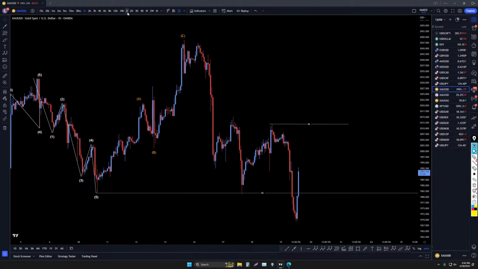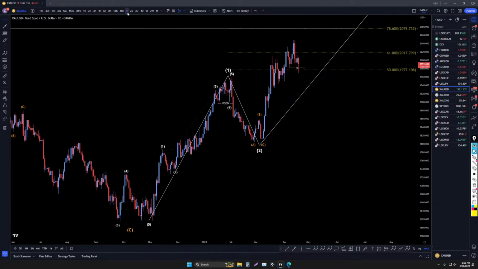Look at gold. Gold might have done a little bit of a stop hunt today. So gold did break structure to the downside today, which would tell me that the uptrend may be over. But as you can see, it broke structure and then it almost instantly pulled back. That's probably a stop hunt right there, and it probably is going to continue the uptrend.